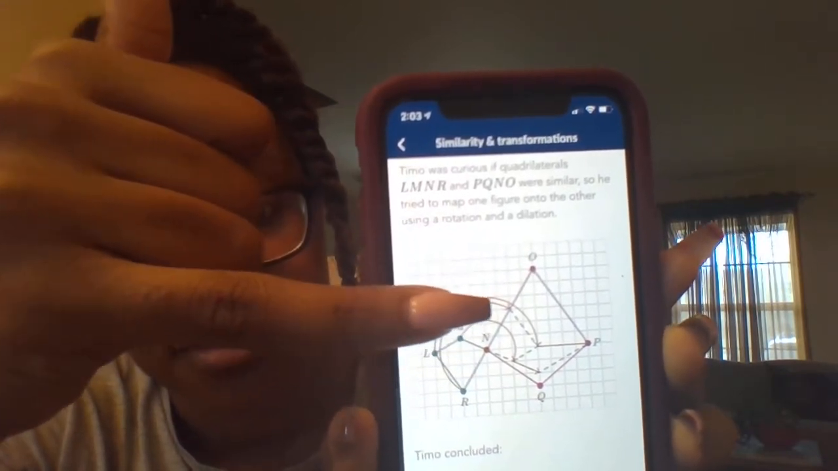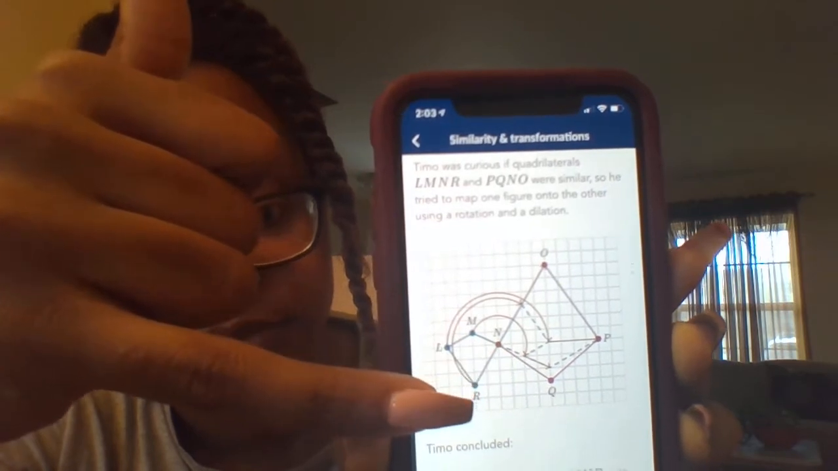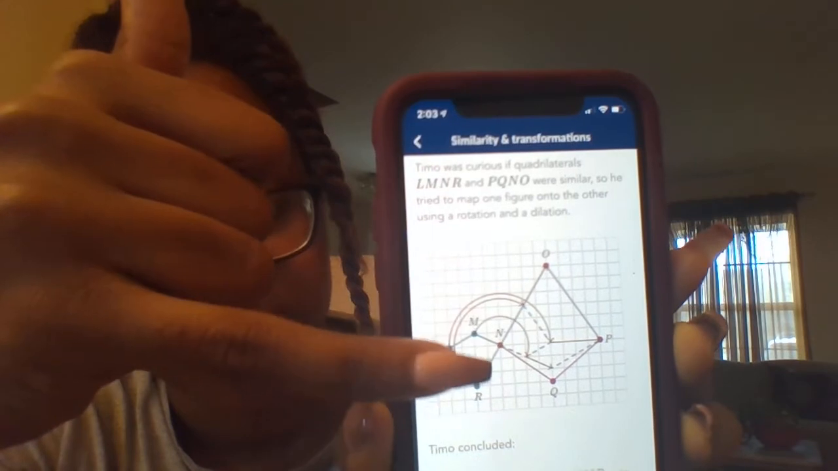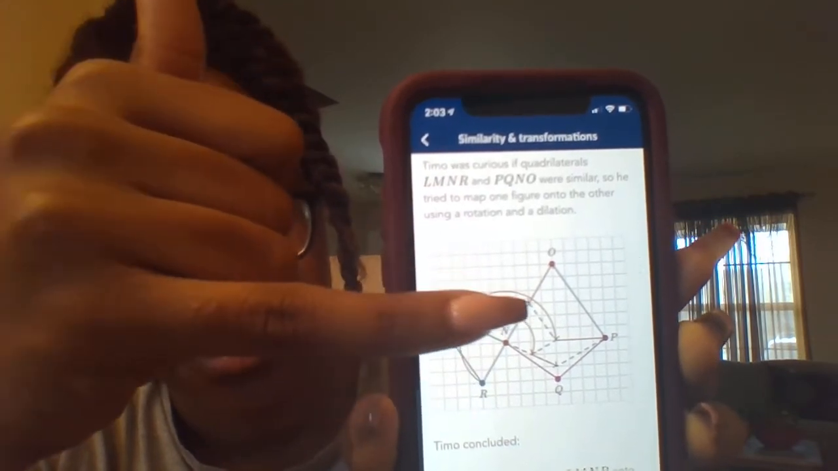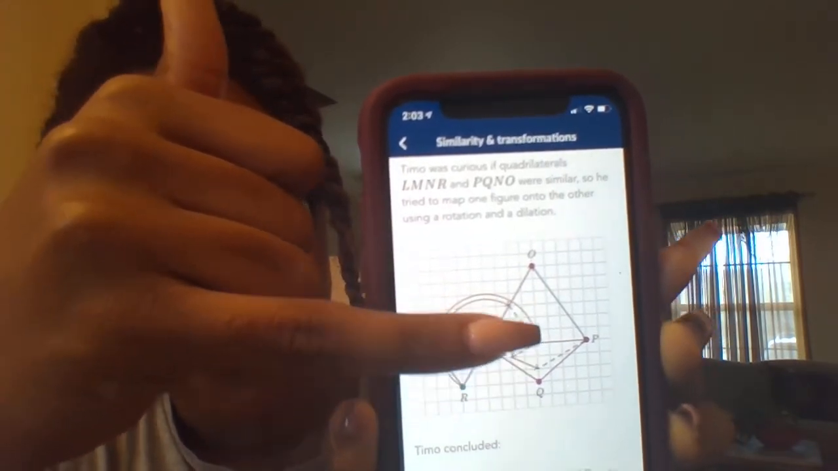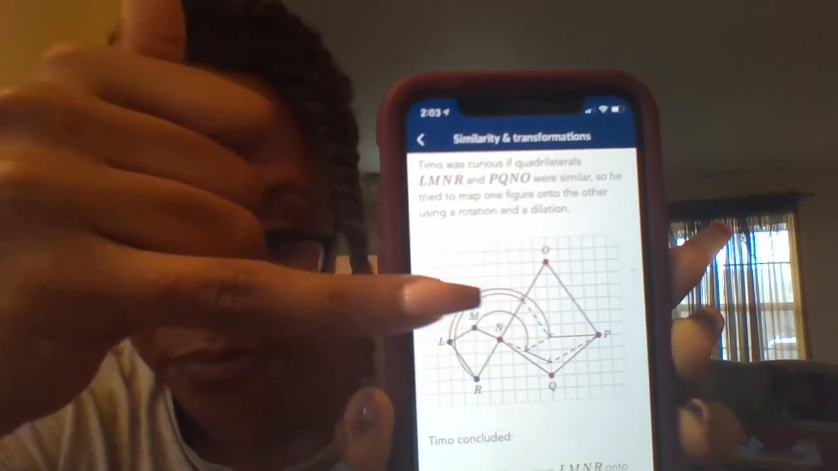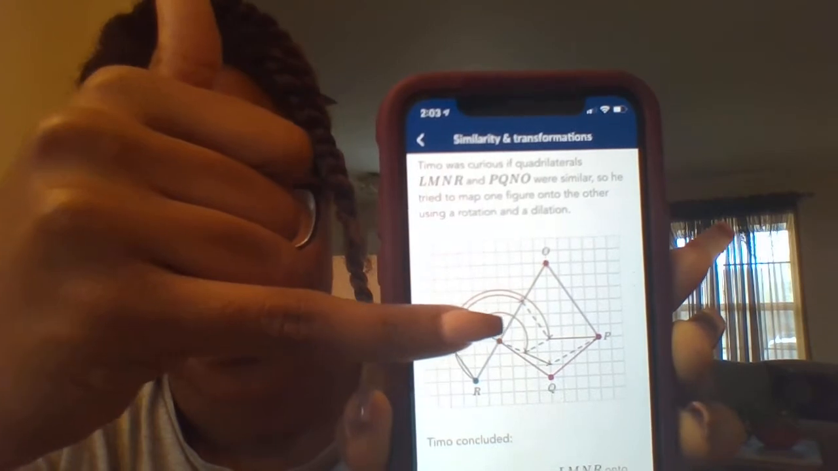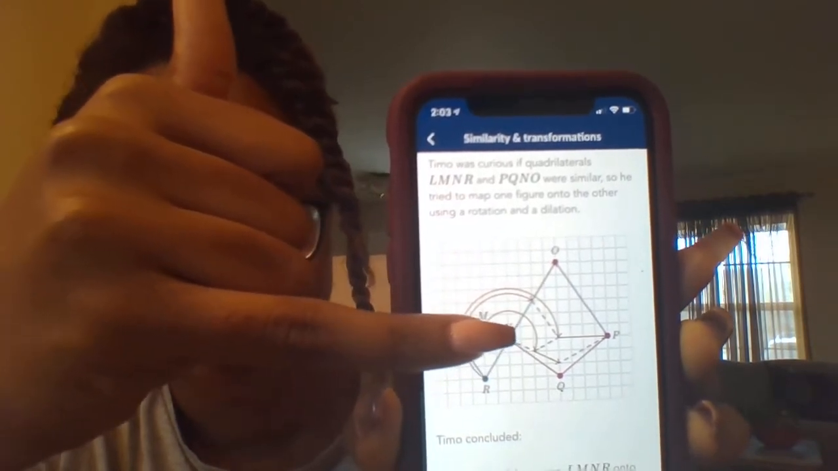So M is rotated 180 degrees. L is rotated 180 degrees. And R is rotated 180 degrees. So this little dashed figure here is the rotated version. So that's what it looks like when it's rotated. And then they're attempting to dilate it again about this point N.